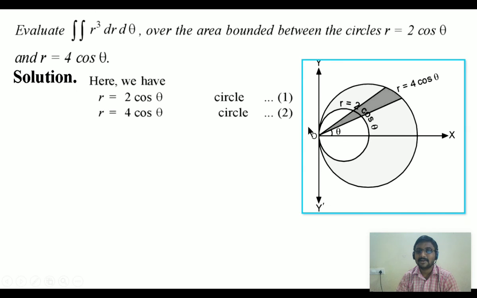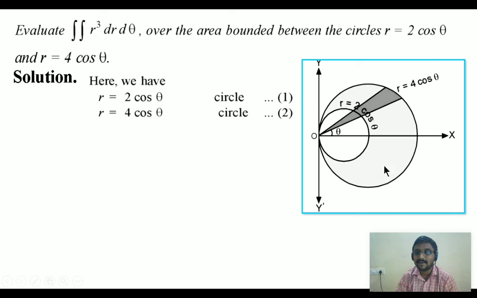The first one is r equal to 2 cos theta curve and the second one is r equal to 4 cos theta. Now we have to evaluate the area between the circles. Between the circles, that means 2 cos theta to 4 cos theta. What are the r limits? 2 cos theta to 4 cos theta.